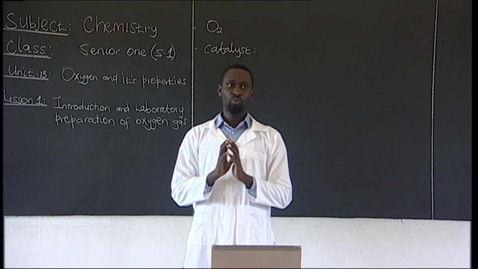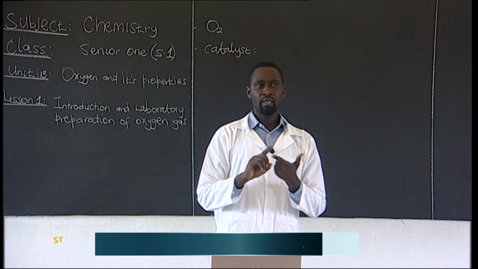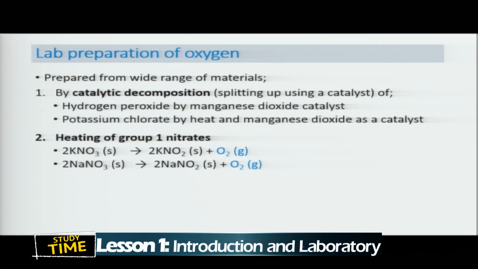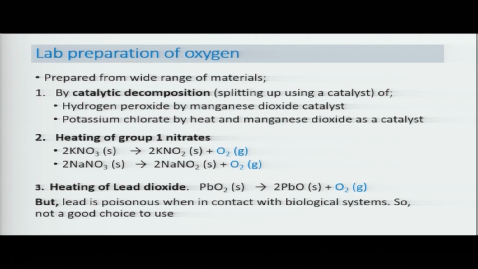Method 2, we heat group 1 nitrates, mostly potassium nitrate or sodium nitrate. Those are the ones of group 1. When you heat them, they will give you oxygen. And the third, we heat lead dioxide. It also produces oxygen. But this lead is poisonous, so we do not advise any person to be using lead dioxide to produce oxygen. We are going to be looking at these methods, each separately, and we even go deeper and see what is required.